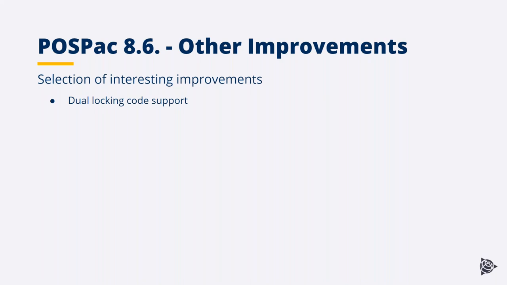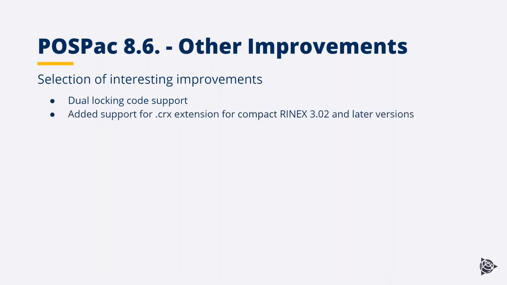Before, Postback was quite sensitive to changes in the computer and the network, and the locking code might change, and then you have a problem using your license. Now we have 2 locking codes, so Postback will tolerate better the changes in the computer and network environment. The second small thing, now you can use base station data, for example, in .crx format. So it's a compact RINEX format that's now supported.